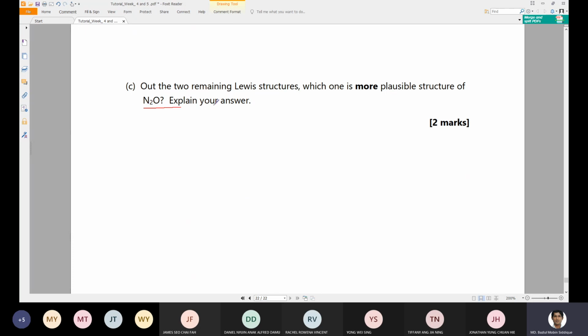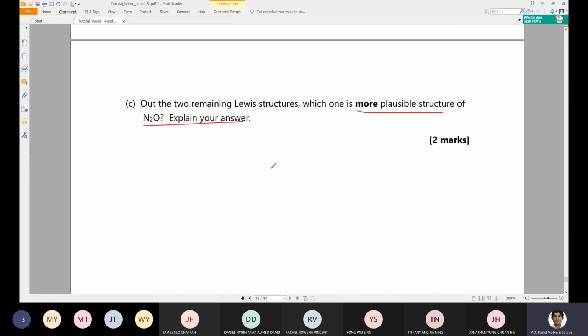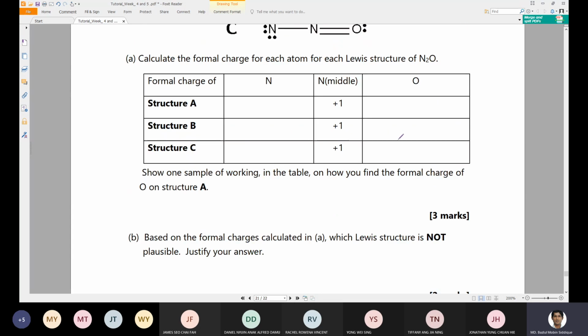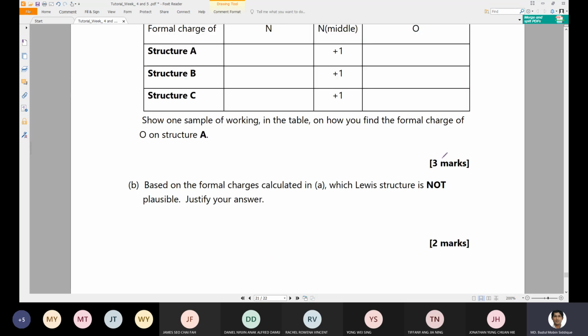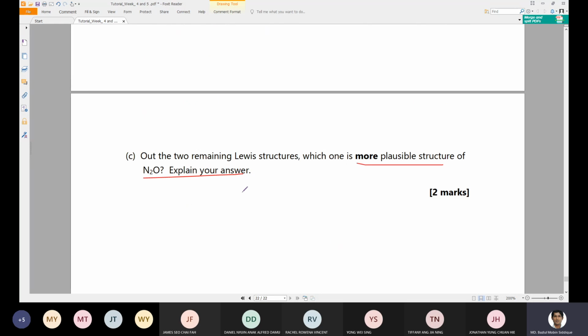And for dinitrogen oxide, it asks which one is the more plausible structure. Explain your answer. You have to answer that this structure is better, and this is the good thing about the structure, or that the formal charges for this structure are fewer or closer to 0, or the negative charge is on the more electronegative atom. Something like that. So this will be your explanation.